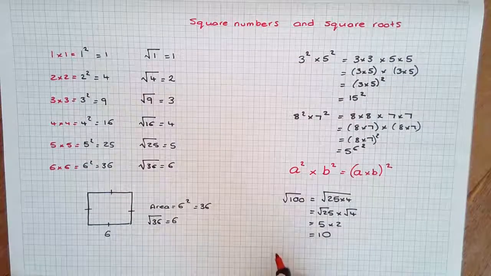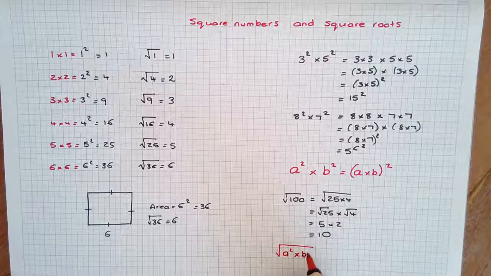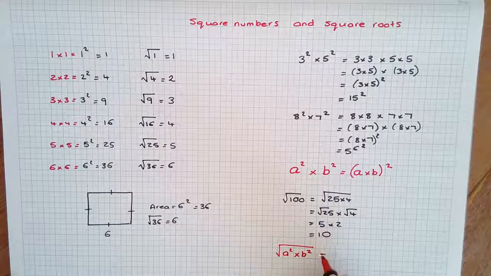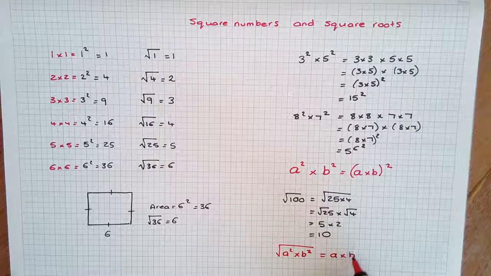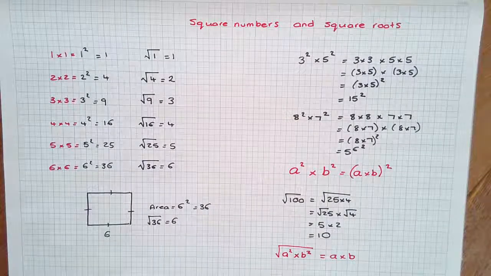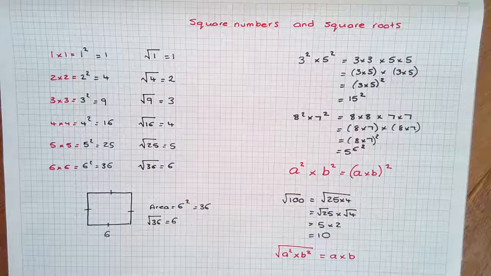Let's say we have the square root of a number squared times a different number squared. We know that the answer can just be A times B. Now, don't get too worried about these rules. We'll come back to these type of rules when we look at algebra down the track.